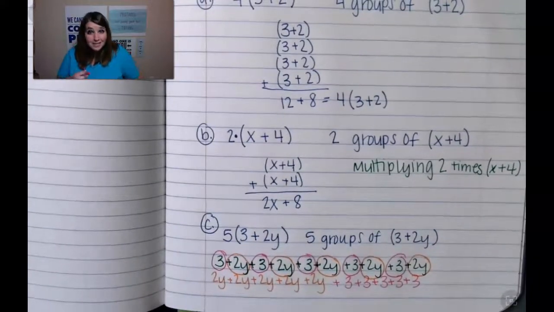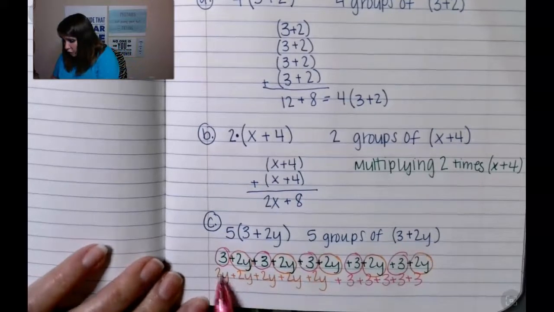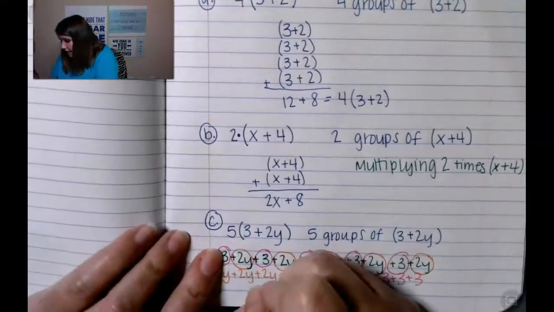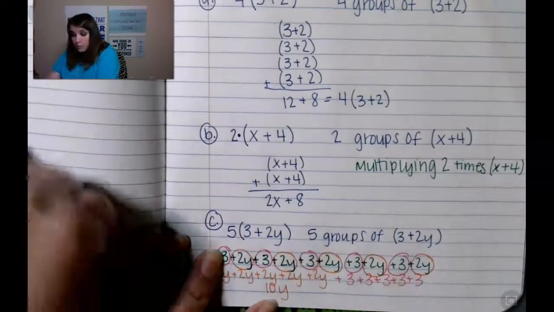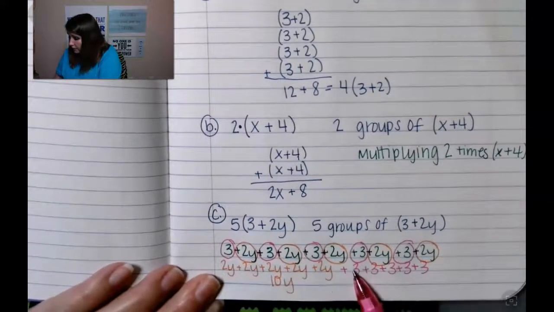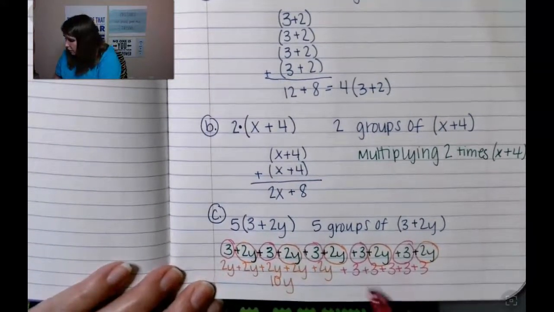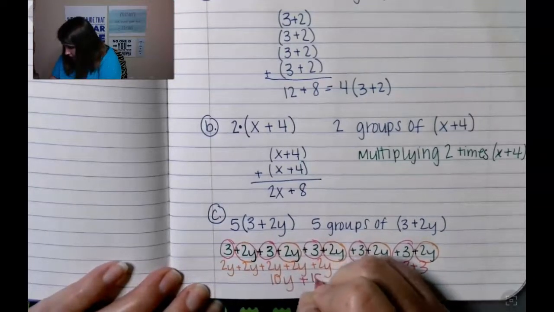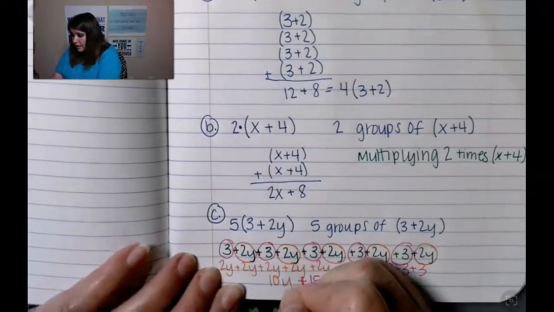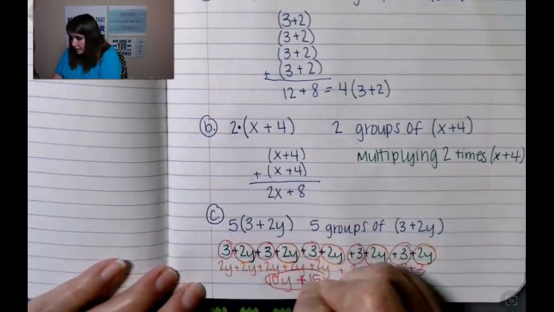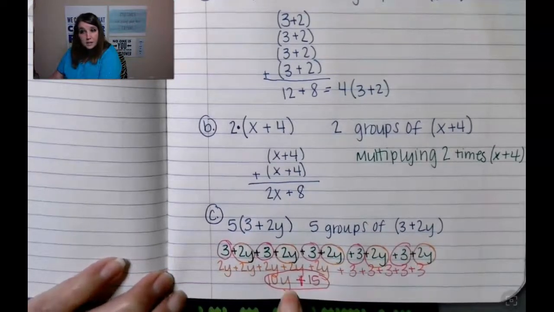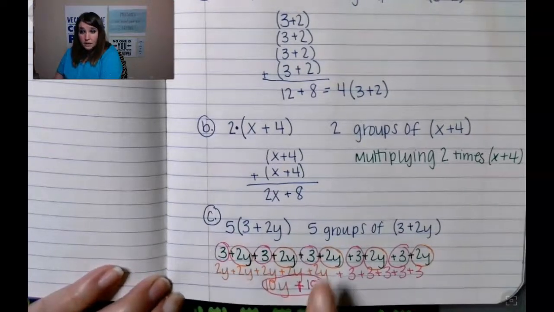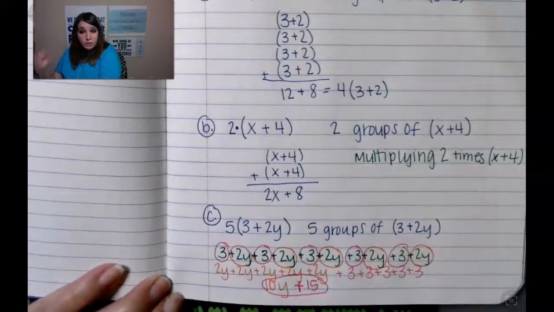Okay, now I need to combine them. I have 2, 4, 6, 8, 10 y's. Oh my goodness, I have 10 y's. Plus, I have 3, 6, 9, 12, 15 threes. Woo! That's a lot of threes. So my combined simplified expression is 10y plus 15, or 5 groups of 3 plus 2y.